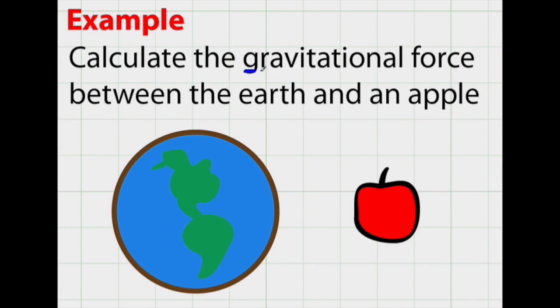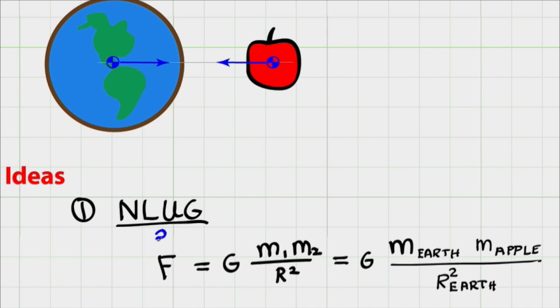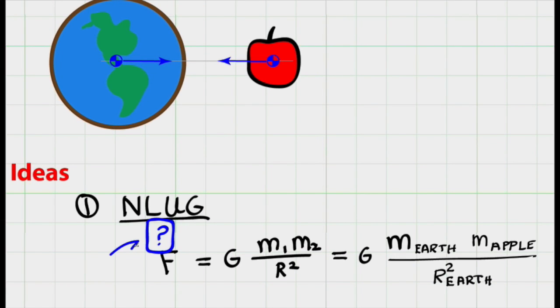The purpose of this example is to calculate the gravitational force between the Earth and an apple. According to Newton's law of universal gravitation, the Earth is pulling on the apple with the force as shown here. In the same way, the apple is pulling on the Earth. This force is shown here. Our goal is the force, which can be represented as a question mark inside a box.